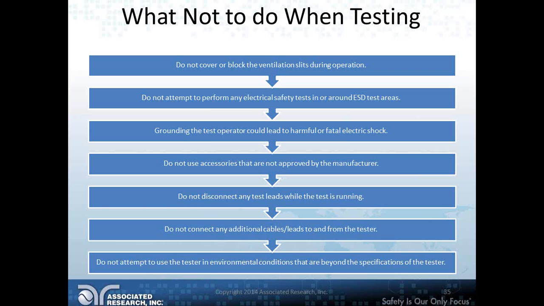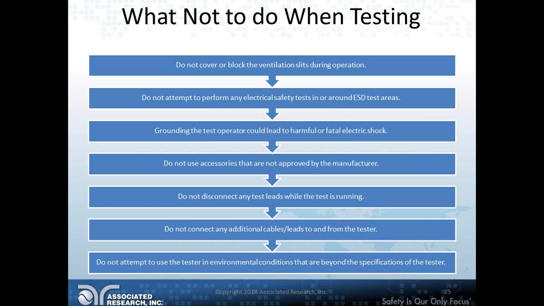Do not attempt to perform any electrical safety tests in or around ESD test areas. Again, ESD, as we discussed in our previous webinar, does not go well with electrical safety testing, so it should be completely avoided. And again, grounding the test operator can lead to harmful or fatal electric shock, so do not attempt to ground the operator or wear an ESD smock.